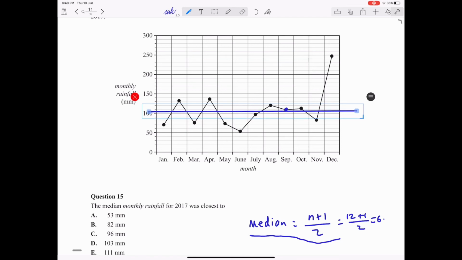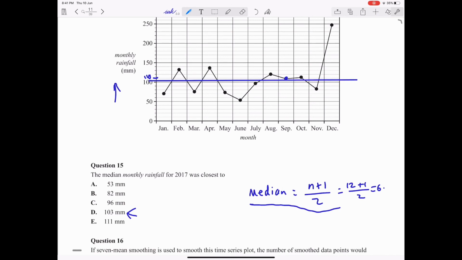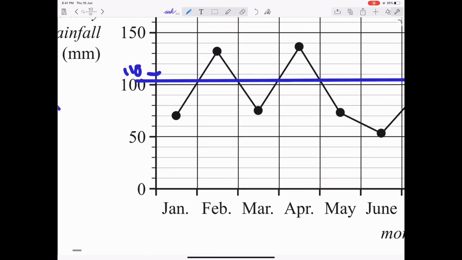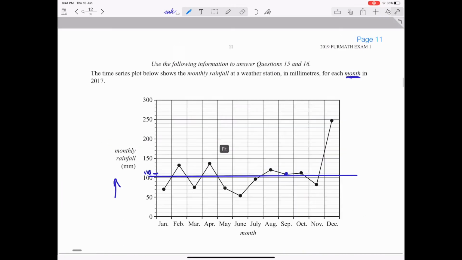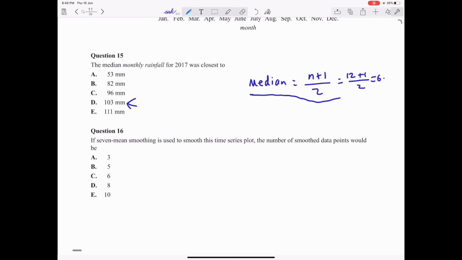So if we look at the median monthly rainfall over here, we know that this point over here is 110. So therefore, our median appears to be around 105 millimeters. So let's look at the multiple choice options. We see here that D is 103 millimeters, which is very close to what we have over here. We're just assuming that this is around 105 millimeters. We have an option that says 103 millimeters, so therefore D is the closest answer, and therefore D is correct.